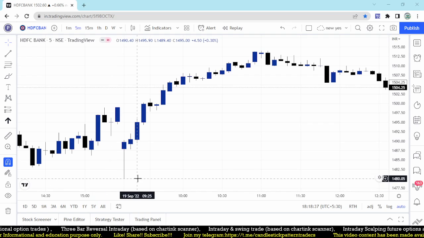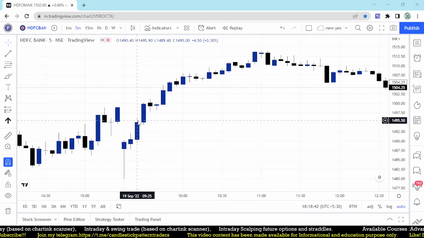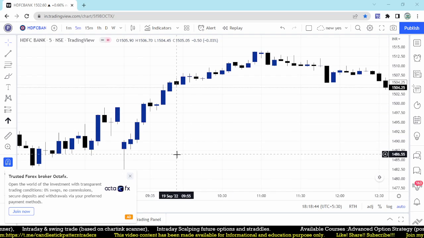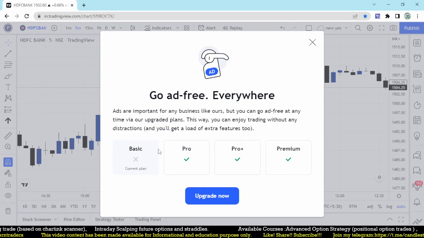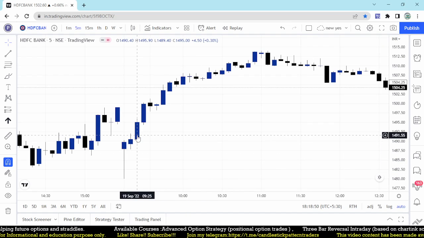Today HDFC Bank and IndusInd Bank were found by the scanner, right? The conditions we are using on that scanner are 3 consecutive green candles in the first 5-minute time frame. If a stock forms continuous bullish candles in the first 5 minutes, it may continue the trend. That is the logic I used here.